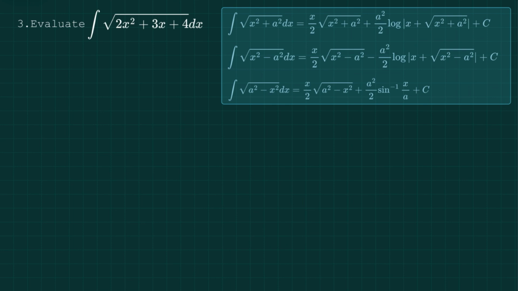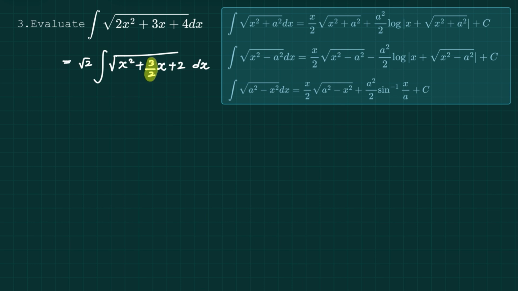Question 3. Evaluate the integration of square root of 2x square plus 3x plus 4. So this is in the form of a quadratic. So the rule is same. We will try to express this quadratic expression as the sum or difference of perfect squares. Before that, the coefficient of x square is 2. So taking out this 2 outside, we will have square root of 2, which will be taken out from the square root. Then we will have x square plus 3 by 2 x plus 2 dx.